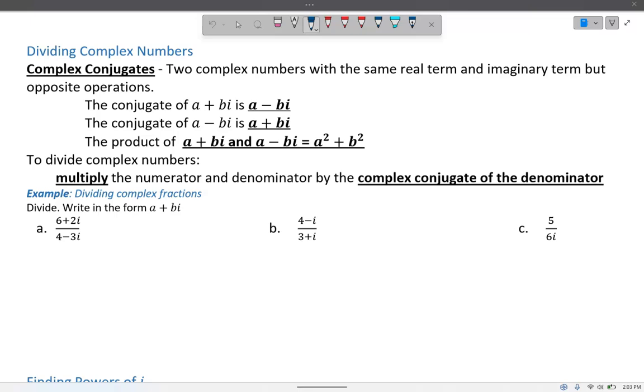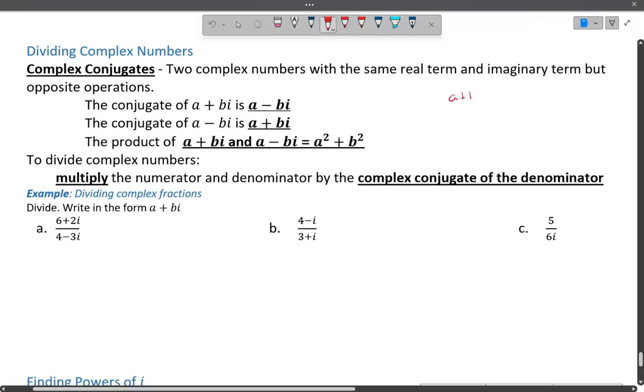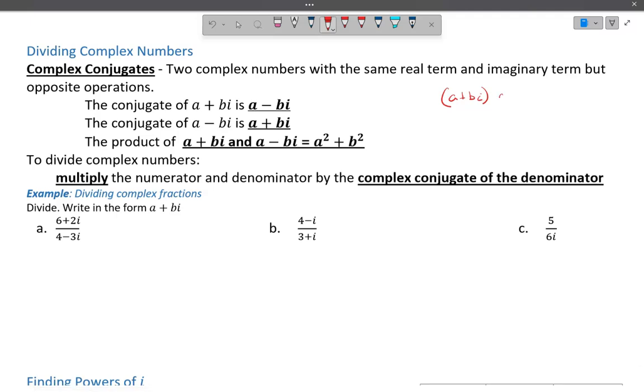Again, it's the same numbers, but this time we have a real number and an imaginary number, and the opposite operation. So we're going to have a plus bi and a minus bi. The reason this works so well is because if I take two complex conjugates, such as a plus bi and a minus bi, and I multiply these together, I always get a real number product.